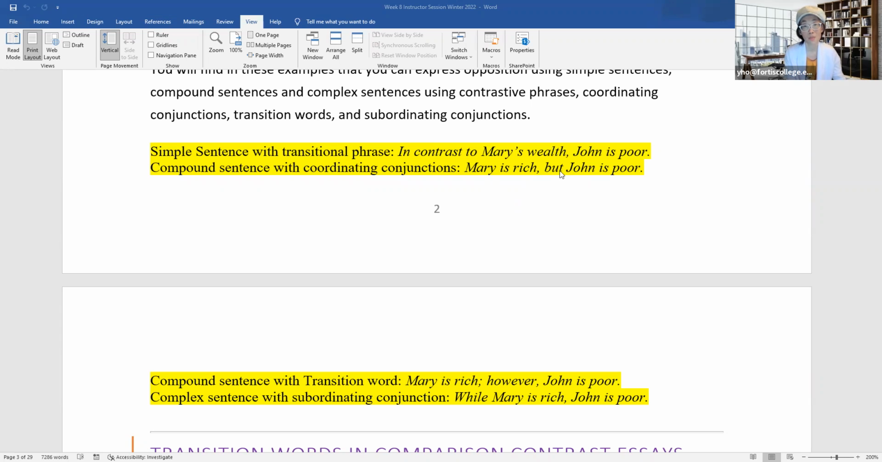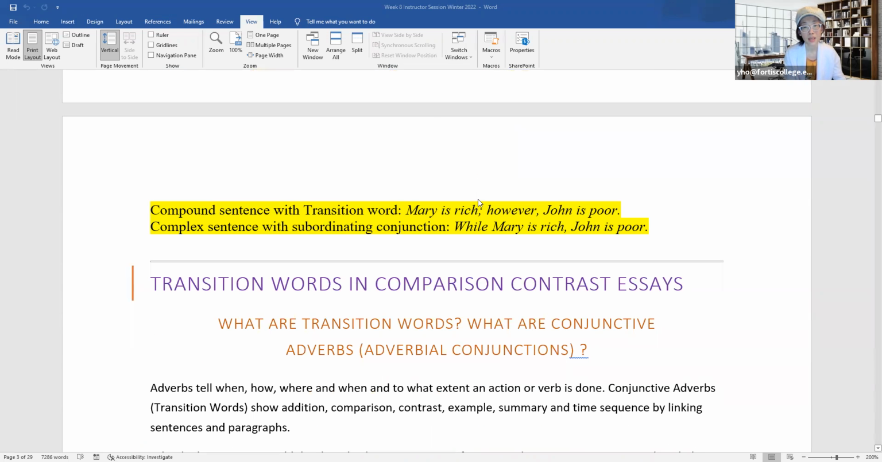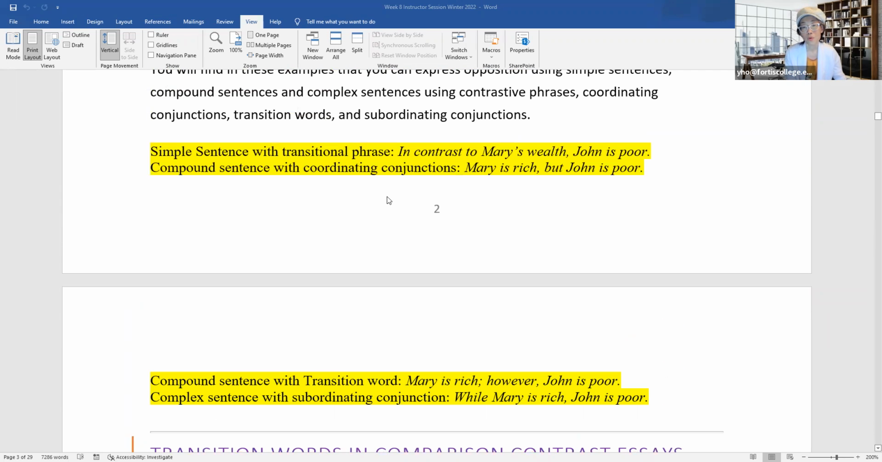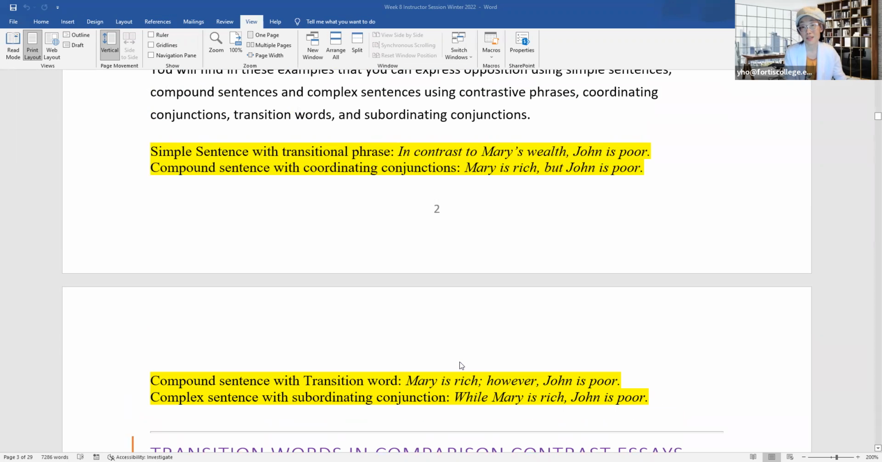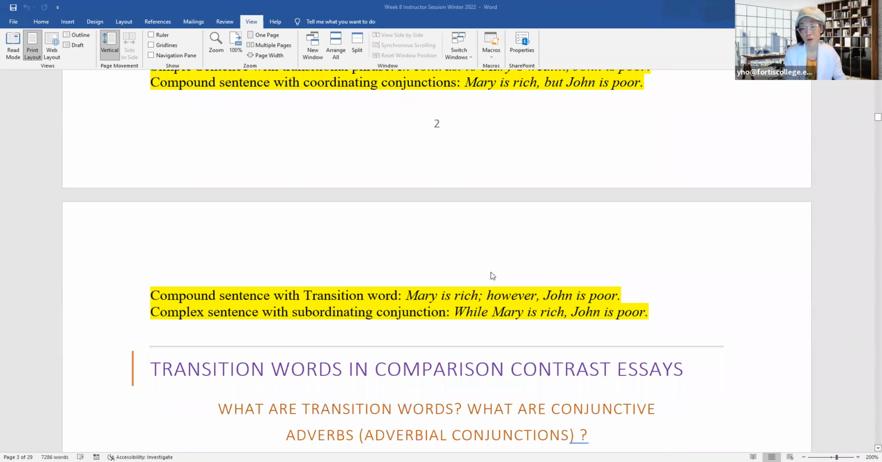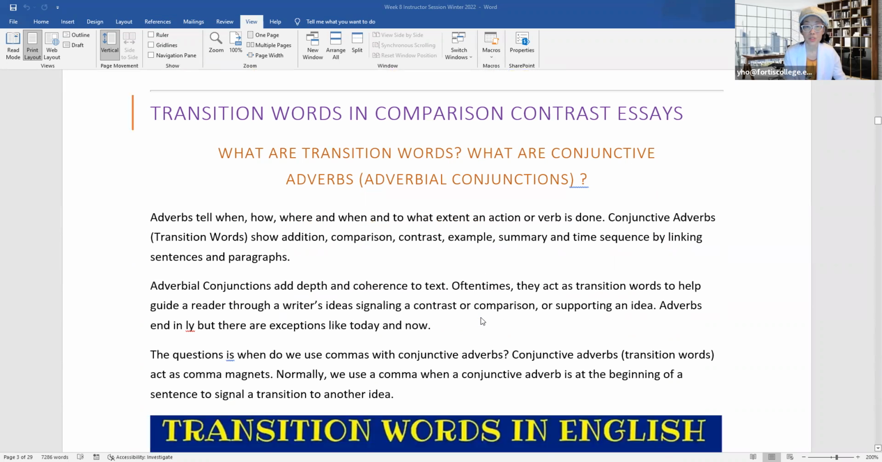So instead of just saying Mary is rich, but John is poor all the time, you could use in contrast to. You can say Mary is rich, however, John is poor. Or you could say, while Mary is rich, John is poor. So these are three other ways in which you can say but. So instead of but, you could use in contrast to, however, and while. So here are some more words, okay?